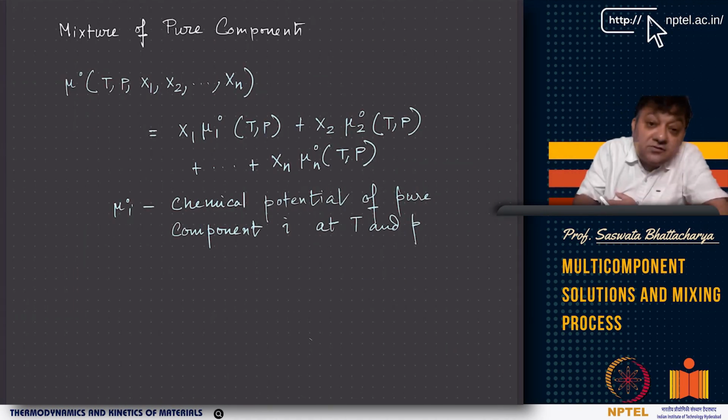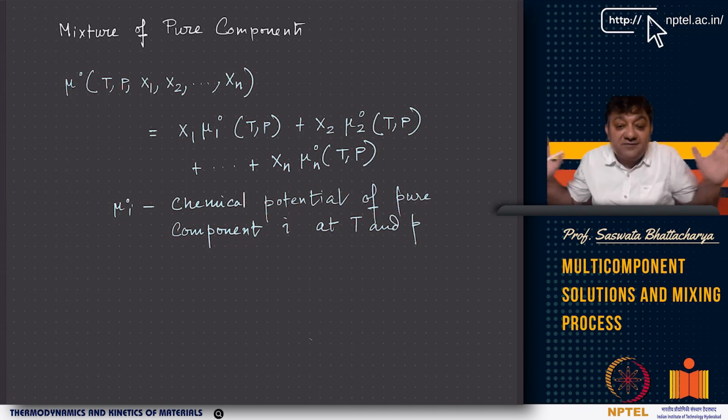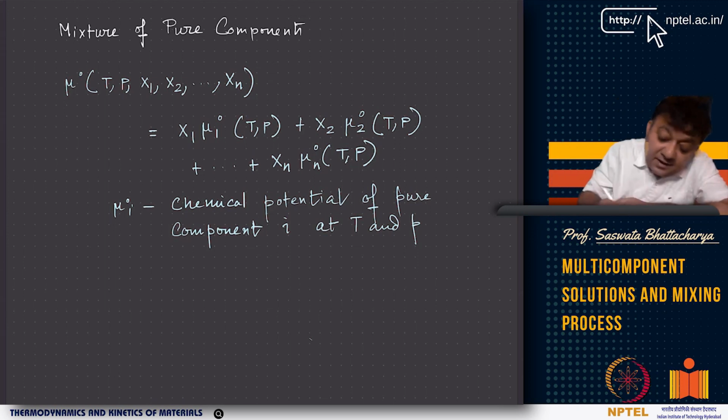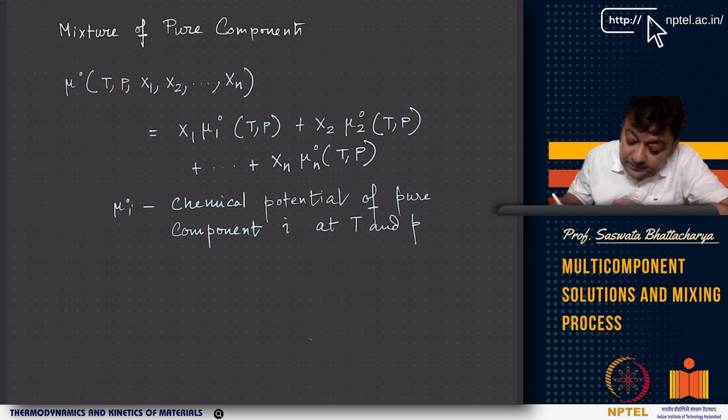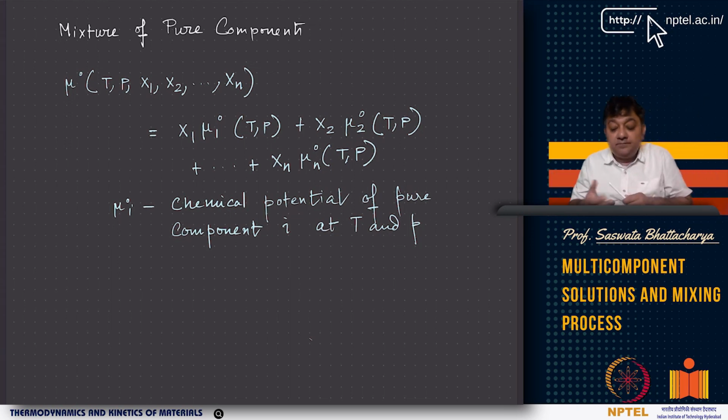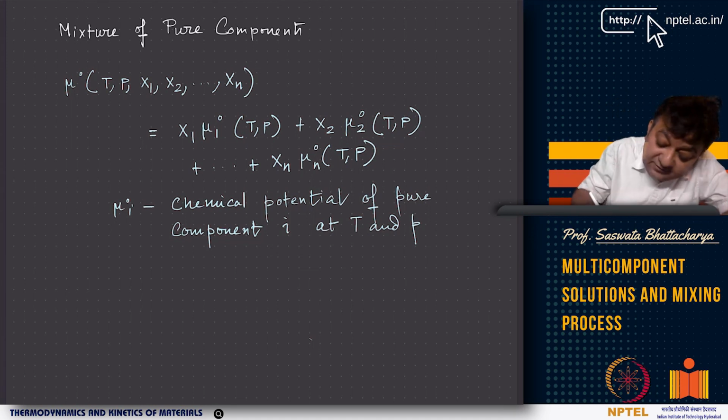Now we can also look at the mixture of pure components. That means you have just added them together, they are not yet mixing, and these are pure components from 1 to n. Say, for example, you have n pure components, or instead of making any confusion, you can take it up to x c.